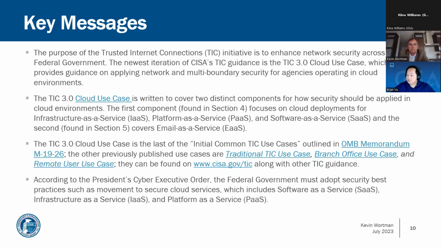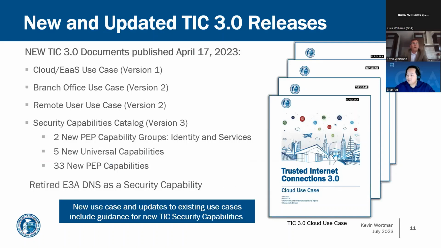Next slide, please. All right, so let's talk about what we updated on April 17th. Obviously we released the cloud use case in its final version. We also had to update the branch office and remote user use cases, and the reason for that is because the security capabilities catalog had a total of 38 new capabilities added to the list of security capabilities, bringing the total number up to 117. Some of those capabilities impacted the branch office and remote user use cases, so we modified those documents to account for them and provide use case specific guidance on how to use those. And then finally, like I mentioned earlier, we retired the E3A DNS service for the CISA protective DNS service. Next slide, please.